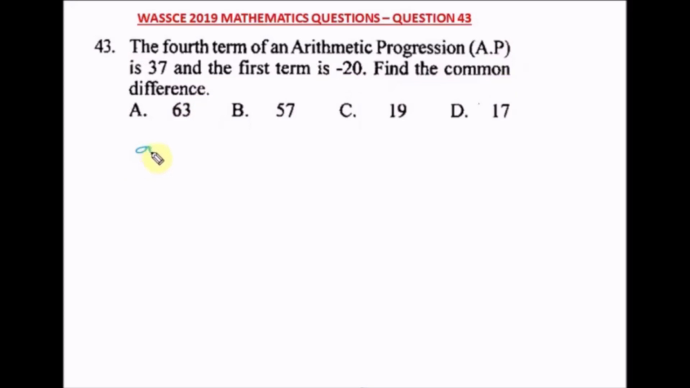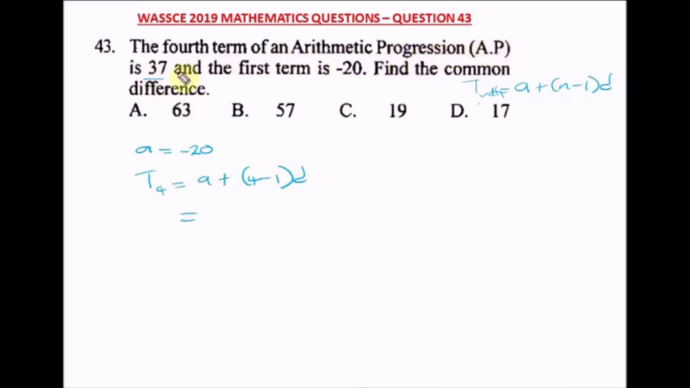We've been given our first term, which is a, equal to minus 20. You remember this is an AP. And what's the formula for AP? It was a plus (n minus 1) d. That's the nth term. But here we've been given our fourth term. T4 is equal to a plus (4 minus 1) d, where T4 is 37.